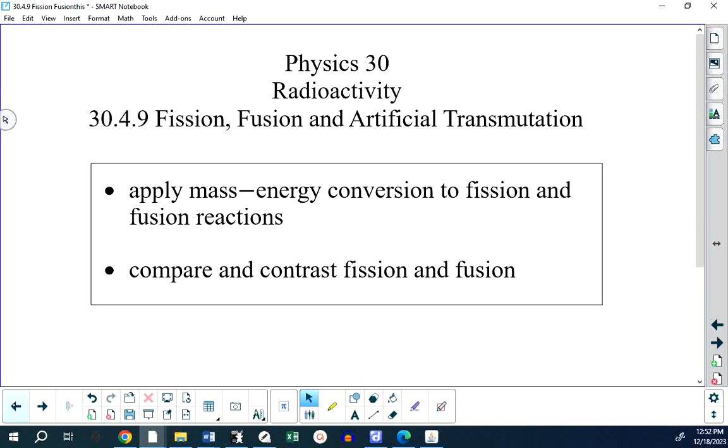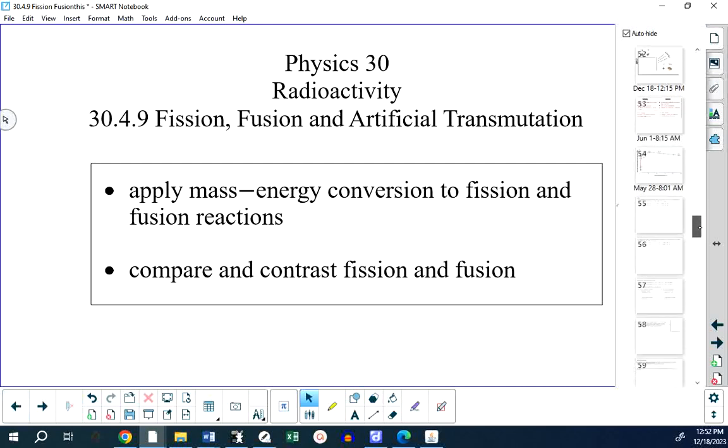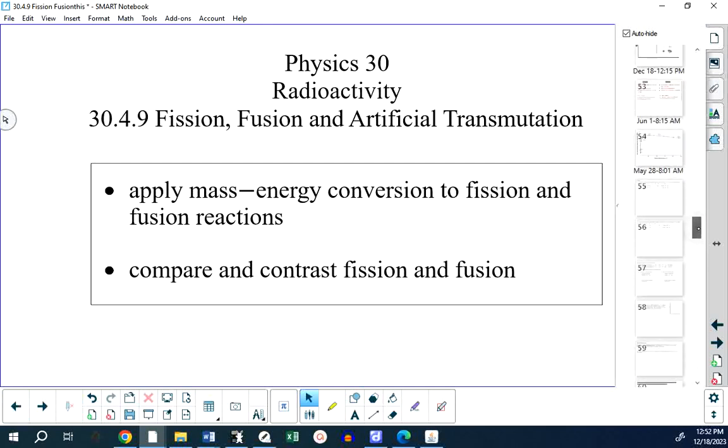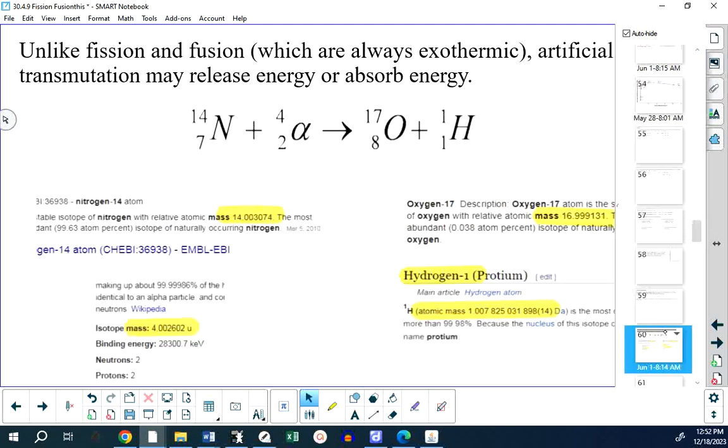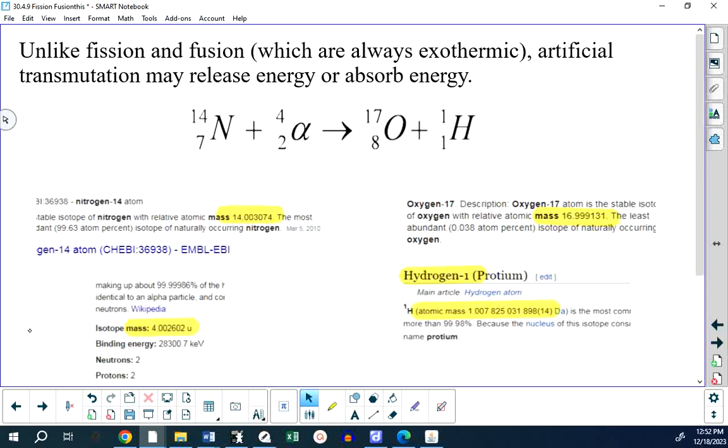Listen, any nuclear change, you should be able to apply delta E equals mc squared. If I tell you there's a nuclear change, I'll even show it to you right now. I give you a nuclear change, and we're going to talk about this one a little bit later. And this is the nuclear change. Nitrogen 14 combines with an alpha particle or a helium-4 nucleus to produce oxygen 17 and a hydrogen nucleus, hydrogen 1 nucleus.